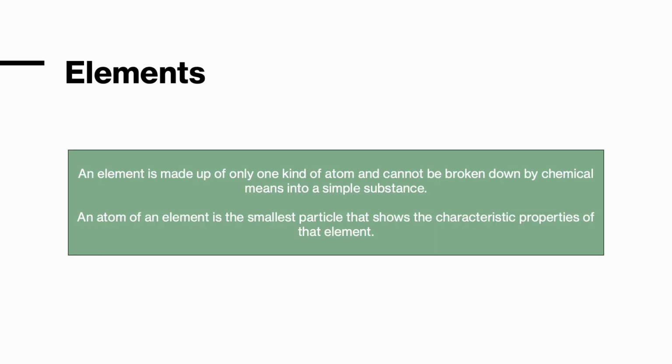Okay, now elements. So an element is made up of only one type of atom, and it cannot be broken down by chemical means into a simpler substance. An atom of an element is the smallest particle that shows the characteristic properties of that element.